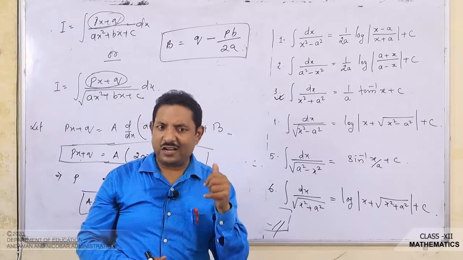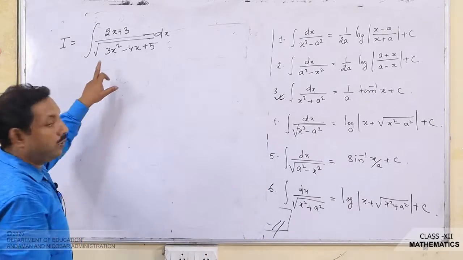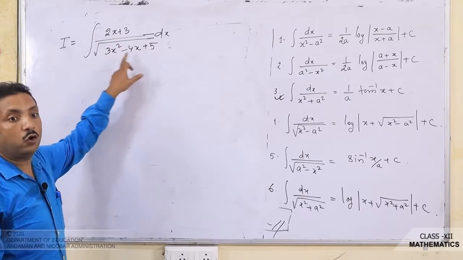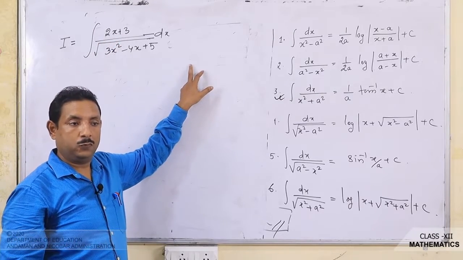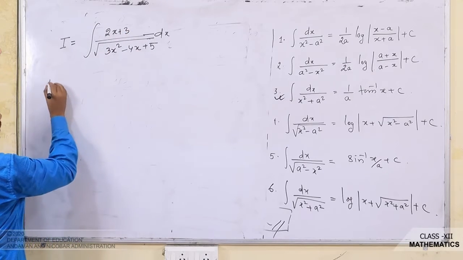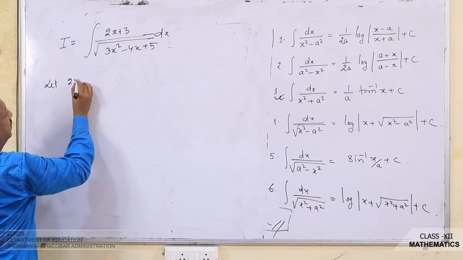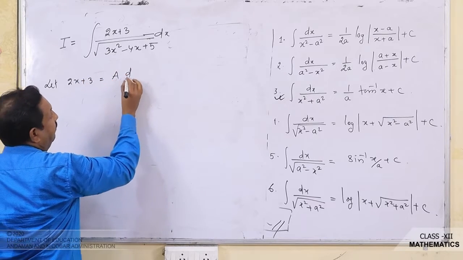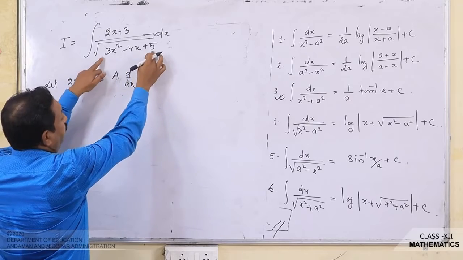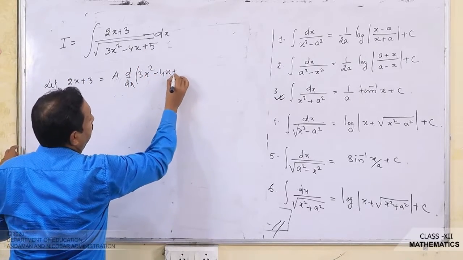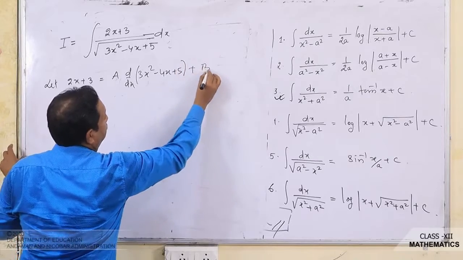Dear students, let us check one problem. Now, look at this problem. In this problem we have the linear upon the quadratic within the root. Okay. So, what to do? Let us assume this 2x plus 3 as some a times the derivative of this part, that means this will give us 3x square minus 4x plus 5, and some b.